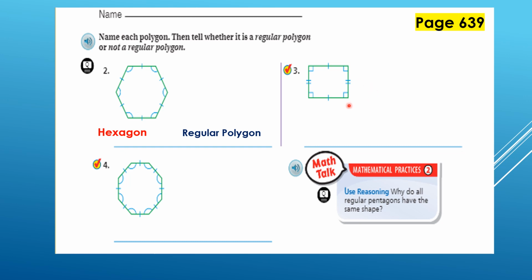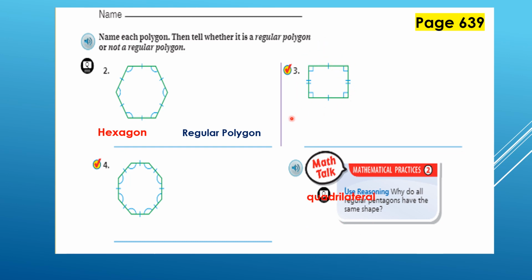Let's do question number 3. Now, look closer at this shape. And please don't say it's a square. A square has 4 equal sides. But look at this shape. It does not have 4 equal sides. How do you know? Because the markings on the above line and the below line are the same. But the markings on the right and the left are the same, but all the sides are not congruent.